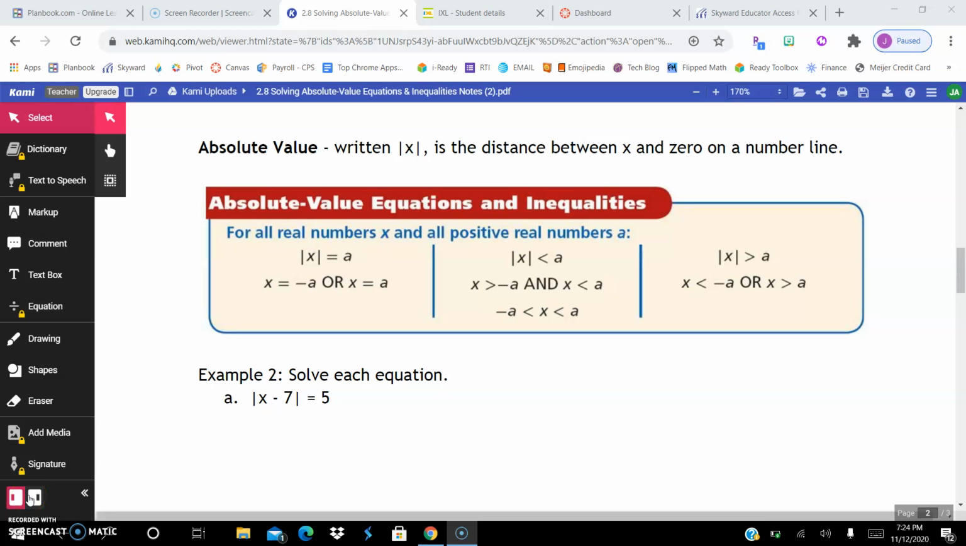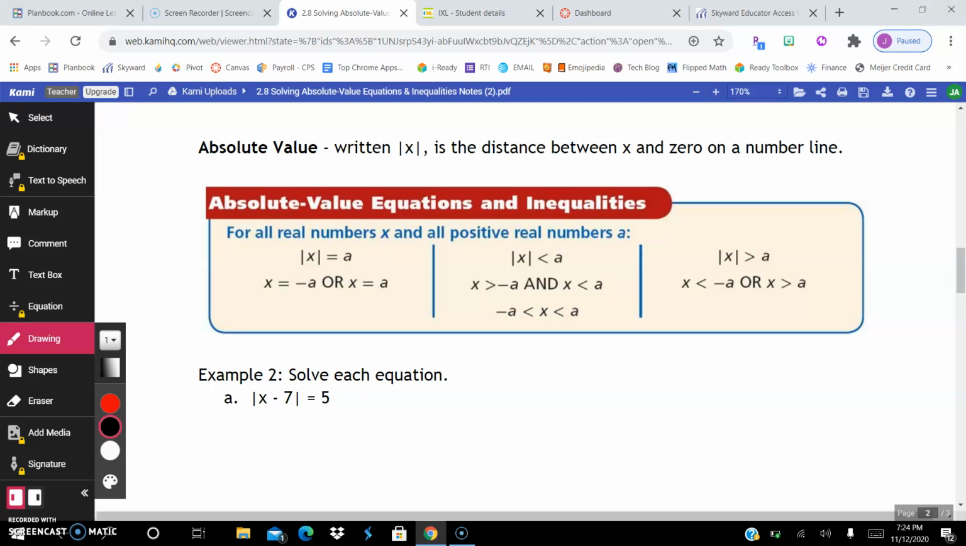For the second part of section 2.8, we're going to talk about absolute value. Absolute value is written with these lines like this, and it just means the distance between x and 0 on the number line. So how far away from 0 is that particular number?